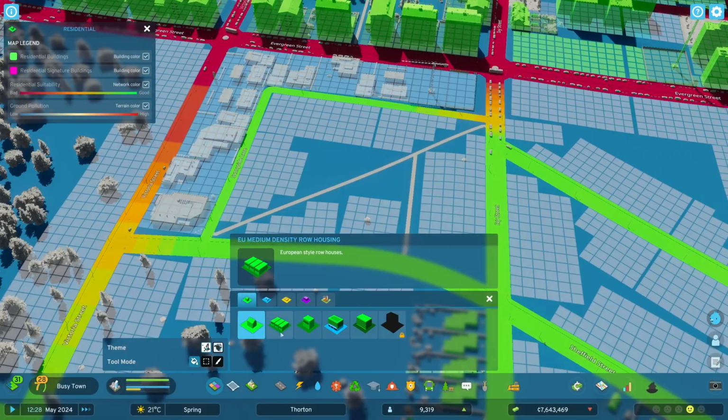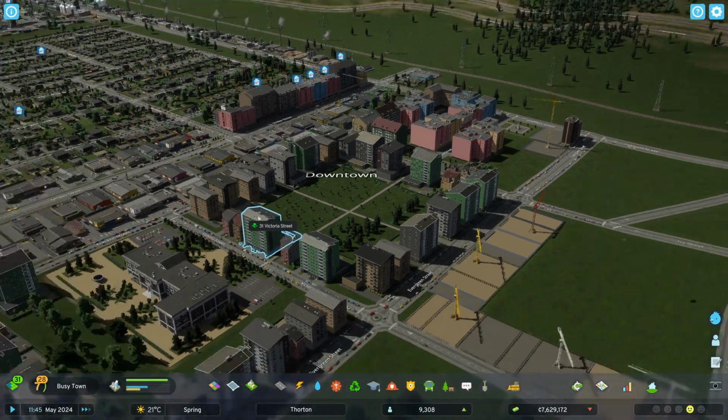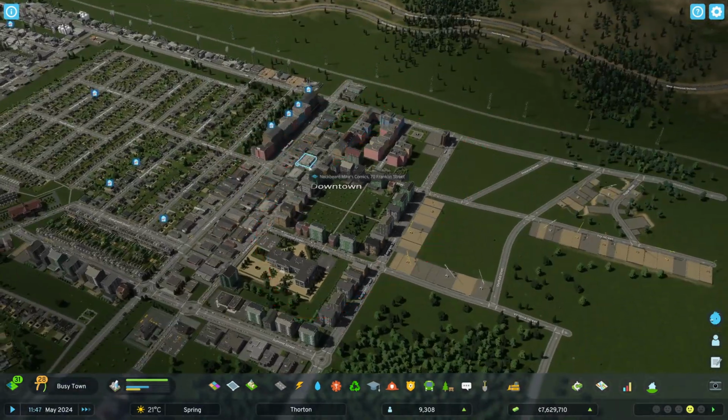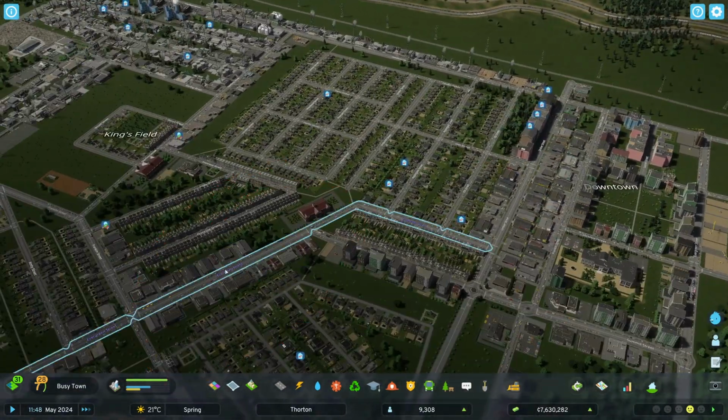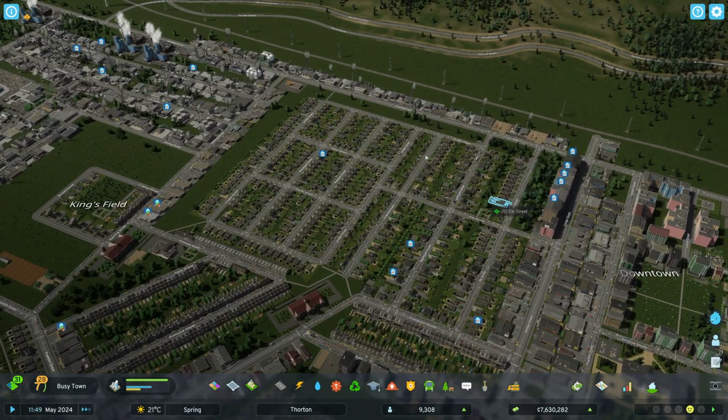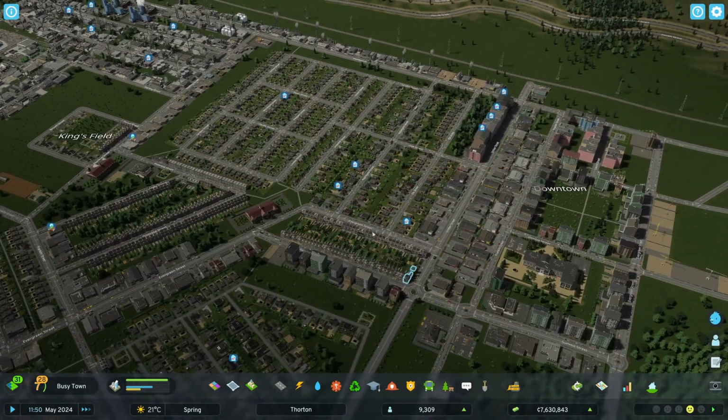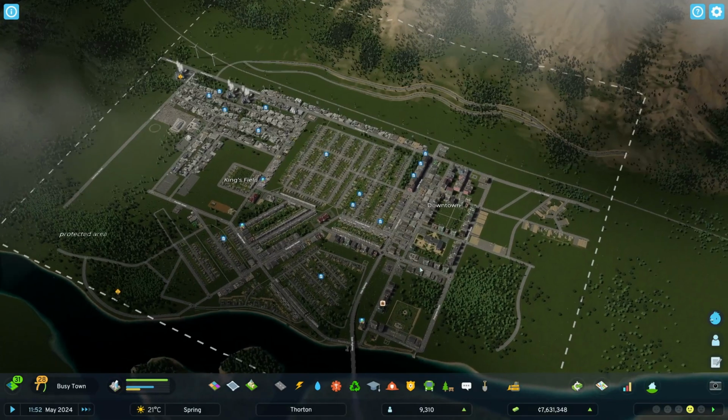So let's actually have a look at Thornton and see if we can find their strategic centre here, a local centre here, and the suburban neighbourhoods and the urban neighbourhoods. Can you locate these 4 attributes on your City Skylines map?